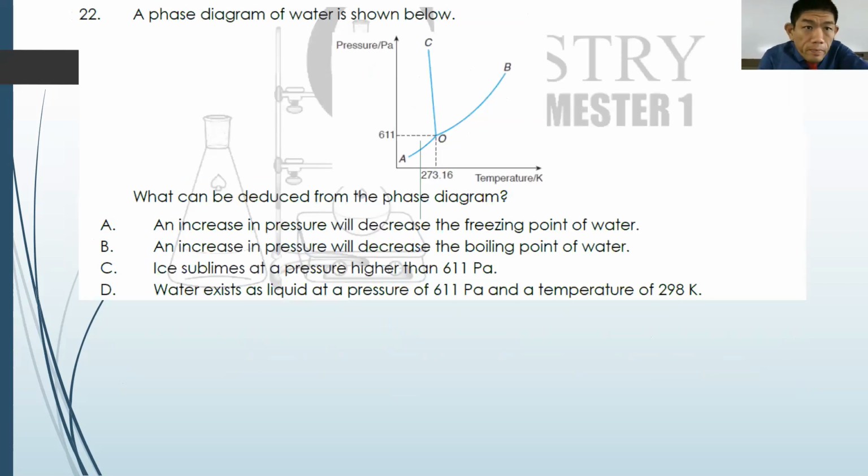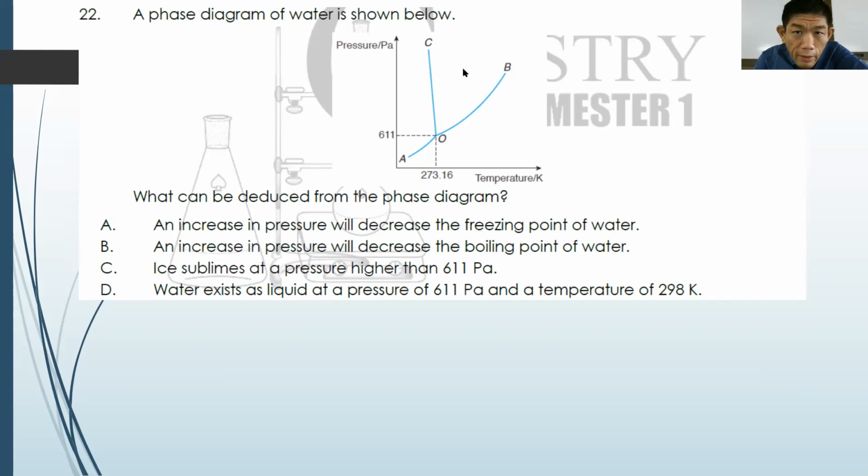Okay, number 22. The phase diagram of water is shown below. What can be deduced from the phase diagram in here? So if you look carefully, they are all sloped to the right in here. So what can be deduced? So what happens when you increase the pressure?